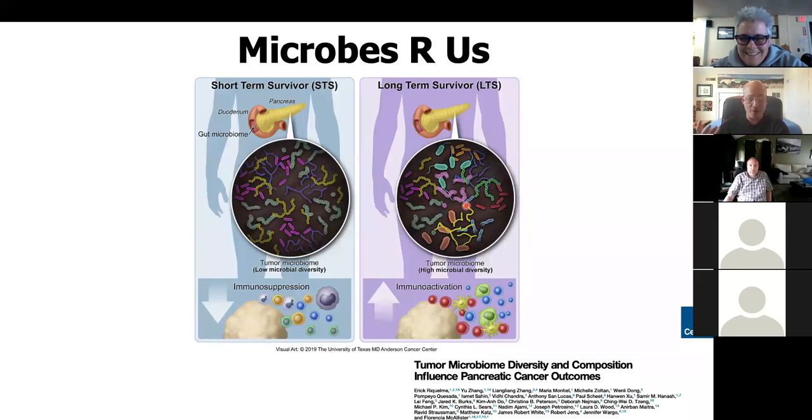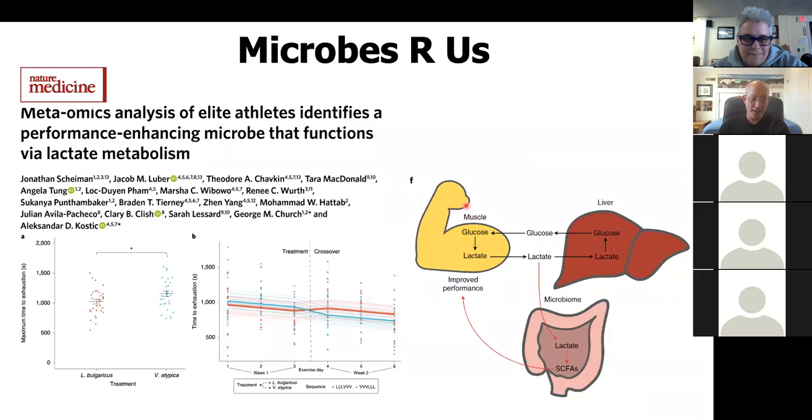There are also correlations between those that survive cancer treatments better having different microbes than those that suffer more. And here's another interesting study by a local Boston group where they looked at the microbiome of athletes. They found that this group of athletes had more blue type of bacteria than red type of bacteria. And upon running the marathon, their microbiome structure completely changed.